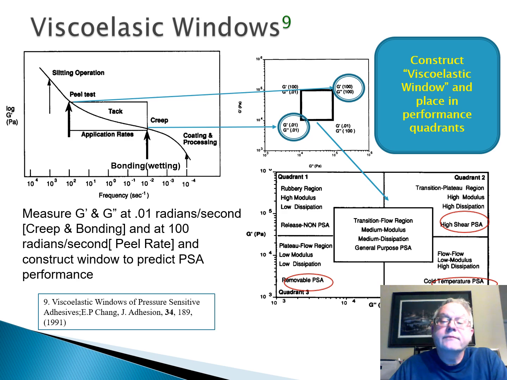And based on the moduli at those two frequencies, it places it in a quadrant that predicts adhesive performance. For instance, if a viscoelastic window was created and it resides in this quadrant 2, it would be a high shear PSA. If it resides in this lower quadrant, it would be better for cold temperature, as it would have more flow and be able to wet out at cold temperatures.